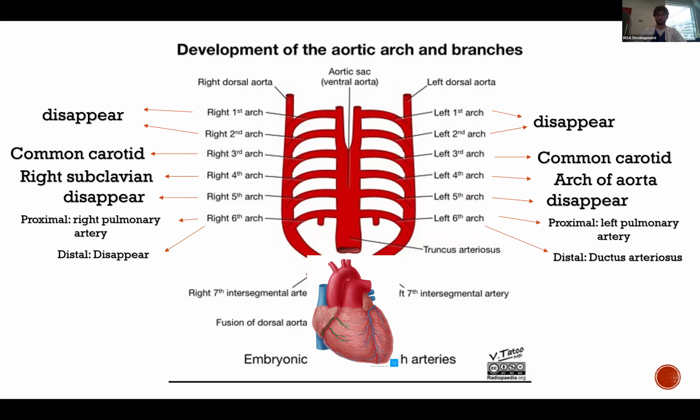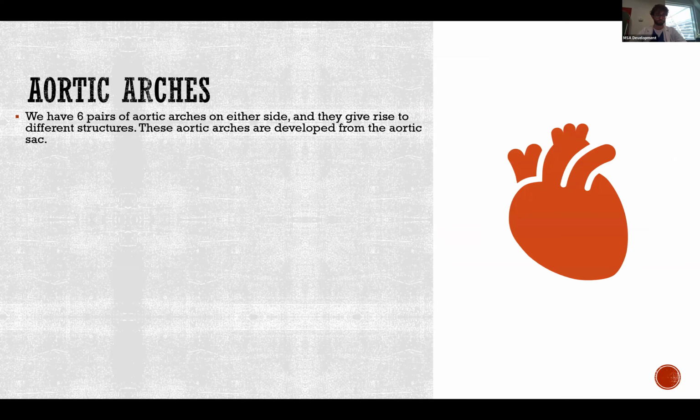Okay? Now, let's summarize for those of you who like text. We have 6 pairs, as we said, of aortic arches on either side, left and right. And they give rise to different structures. These aortic arches are developed from the aortic sac. It's just where the arches come from. The formation of the aortic arches is controlled by neural crest cells. So if we have a problem in the neural crest cells, the aortic arches won't be able to differentiate properly.